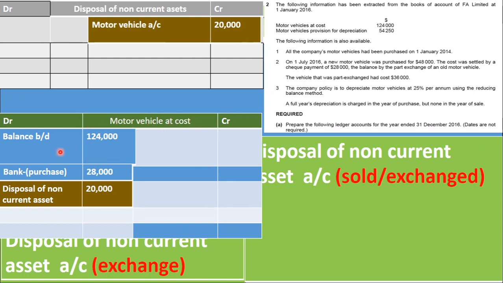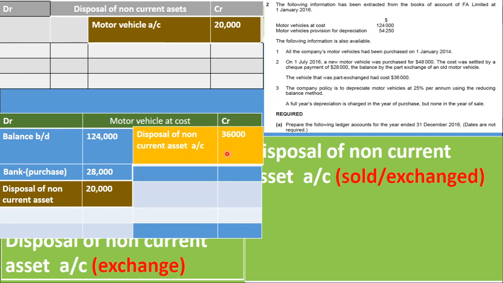What we do here is we have put the opening balance, we have recorded the addition, that is the purchase. Now on this side we need to record the sale. Sale here means we have exchanged a motor vehicle, that is equivalent to a sale. So you will record here because that reduces your total motor vehicle. And then for the sale you write disposal of non-current asset account, and make sure you record at cost.